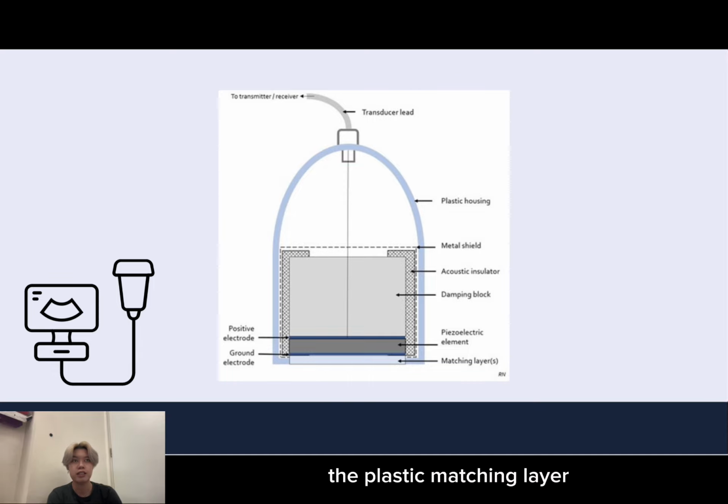Fourthly, the plastic matching layer is added to the external face of the crystal to provide acoustic coupling between the crystal and the patient and protects the surface of the crystal. It allows close to 100% transmission of the ultrasound from the element into the tissues by minimizing the reflection from traversing different mediums. It achieves this by consisting of layers of material with acoustic impedances that are between the soft tissues and transducer material, with each layer being a quarter wavelength thick.